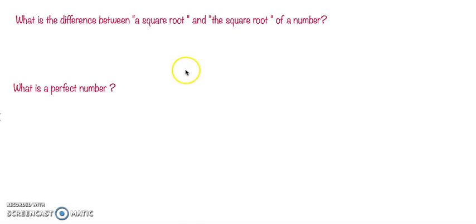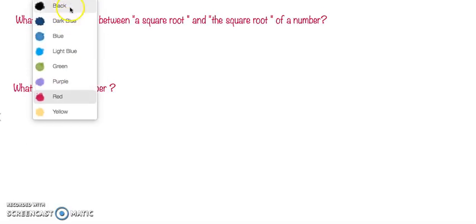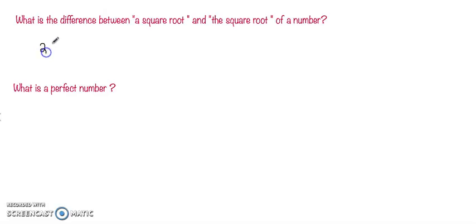Hi, in this video we're going to answer two questions. The first one: what's the difference between a square root and the square root of a number? If you look at the number 25, the square root of 25 is going to be 5. We all say that the square root of 25 is 5 because obviously 5 times 5 will give us 25, right?